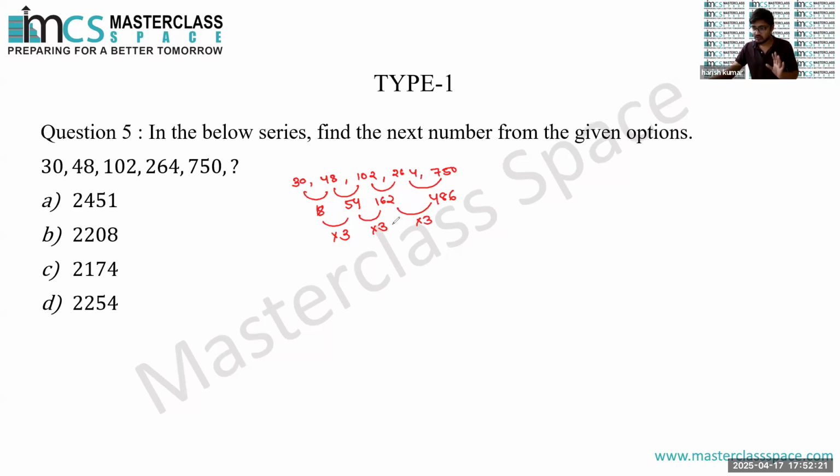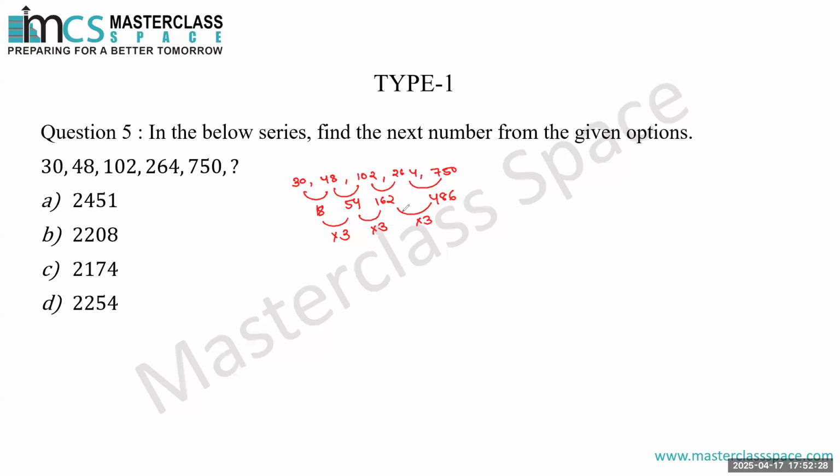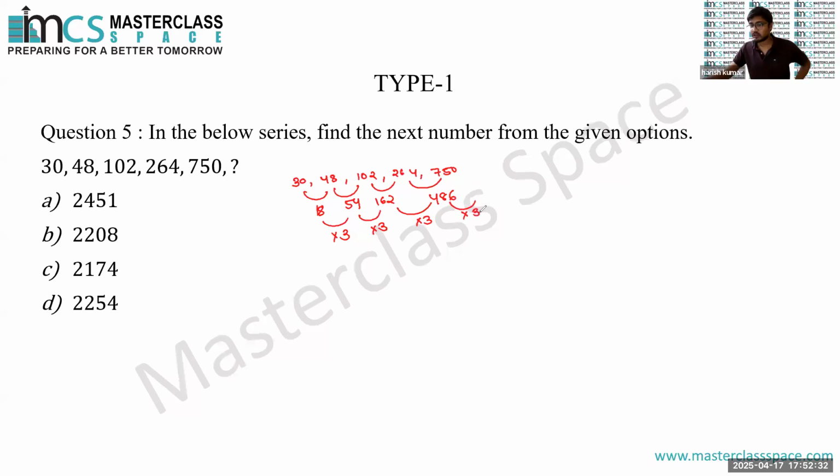Did you guys understand this so far? Give me a thumbs up if you understand. Yes, sir. Yeah, okay. Now, the next one would be 486 into 3.